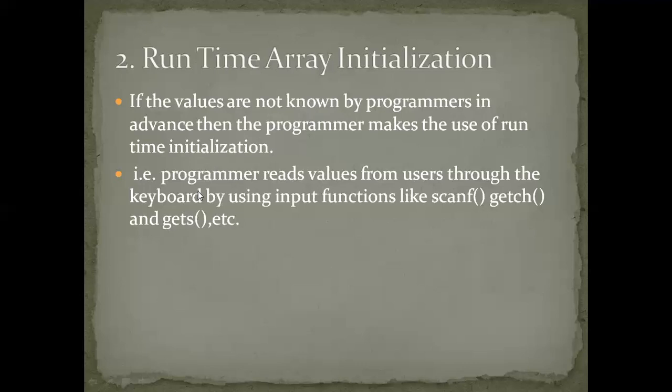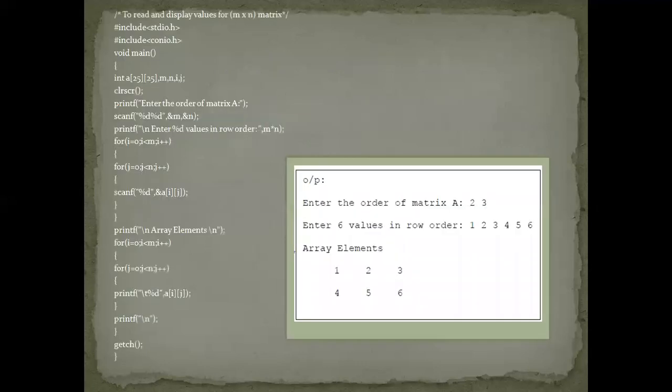So the programmer reads the values from users through the keyboard by using input functions like scanf, getch, and gets. By using these functions, we can give the input to the computer. That is how it works. We can see one example of how this runtime array initialization works.